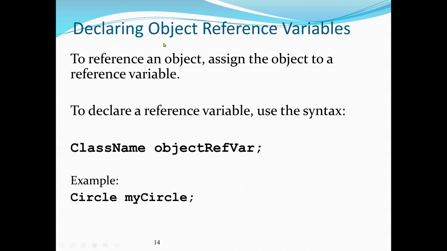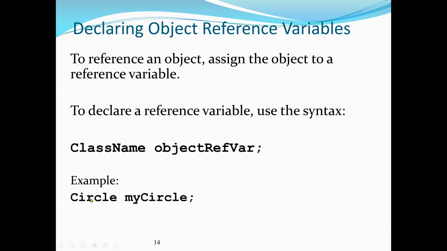So, declaring object reference variables. To reference an object, we always assign the object to a reference variable. To declare a reference variable, we use the following syntax. The only thing is we can write it as two steps in one. For example, class name, then the object reference variable.